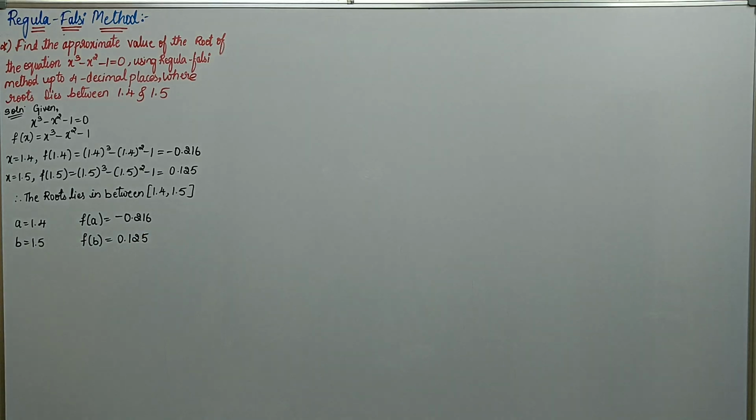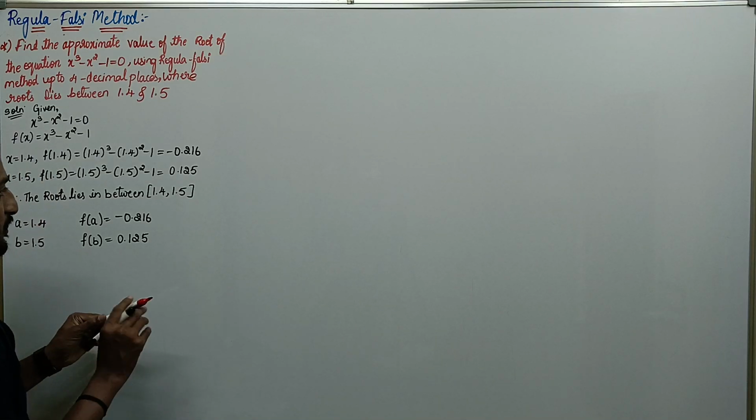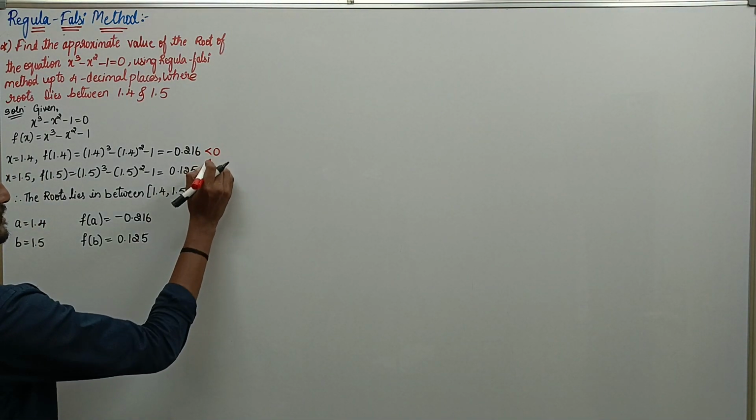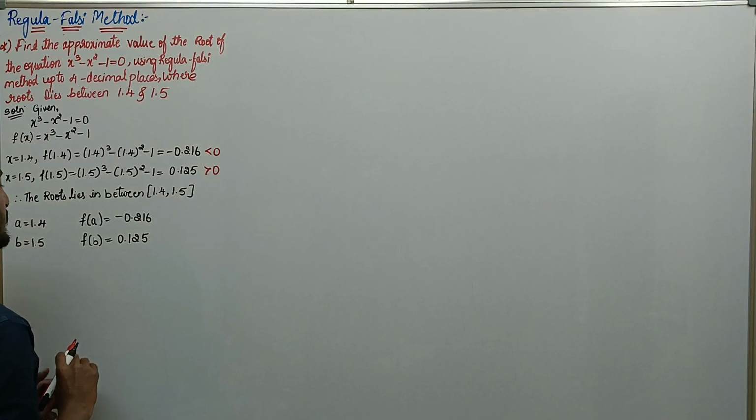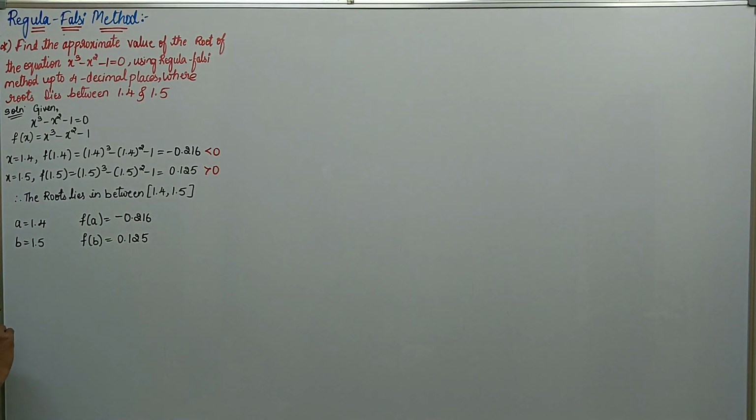Now, since for 1.4 you have got a negative value, it will be less than 0. For positive, it will be greater than 0. Now I can represent a as the negative term and b as the positive term. Got the point? Why am I representing this? To simplify the condition.